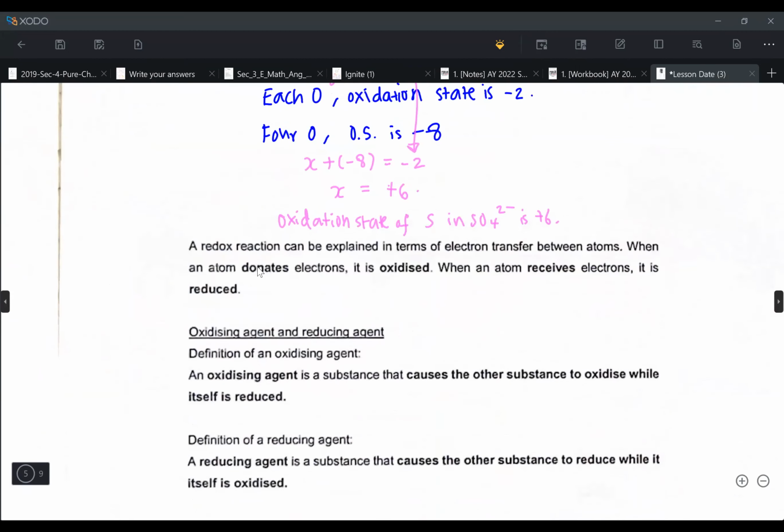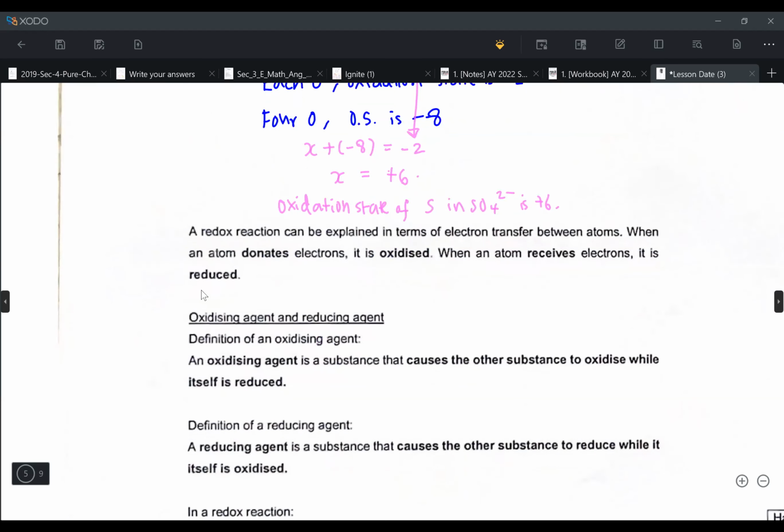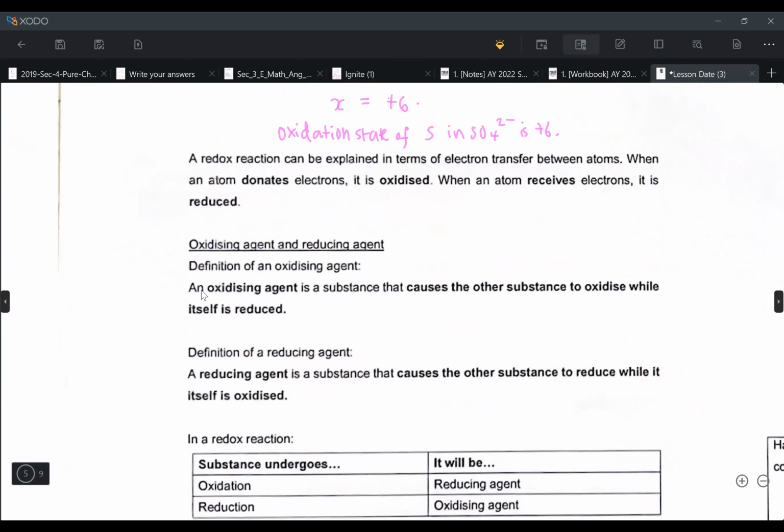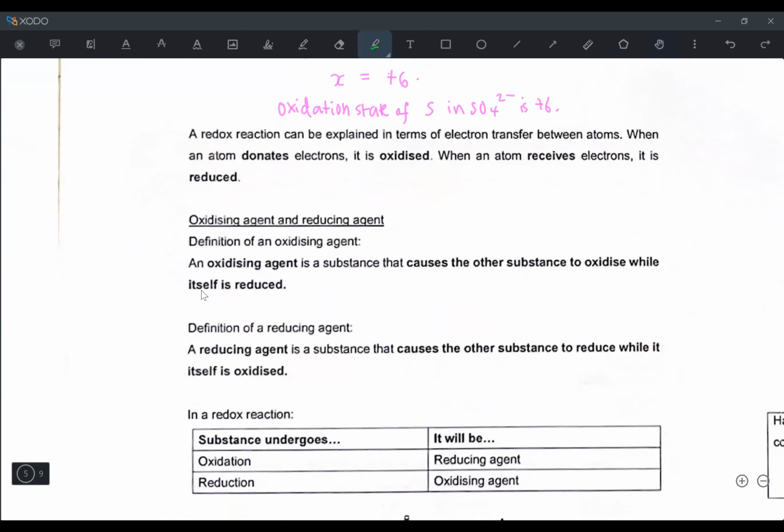So when we say that something donates electron, donates means you lose, so it means that it is oxidized. Then if it receives, means gain, it is reduced. So this is what they're trying to say. This one very important. If you can, help me highlight.